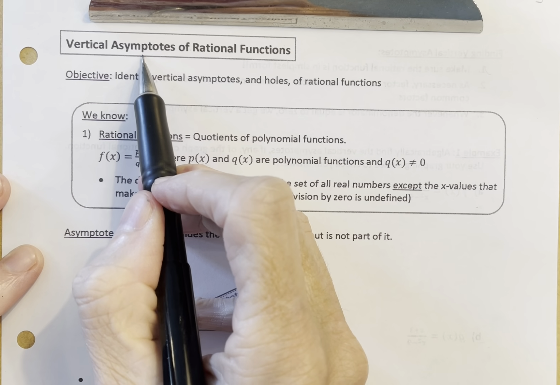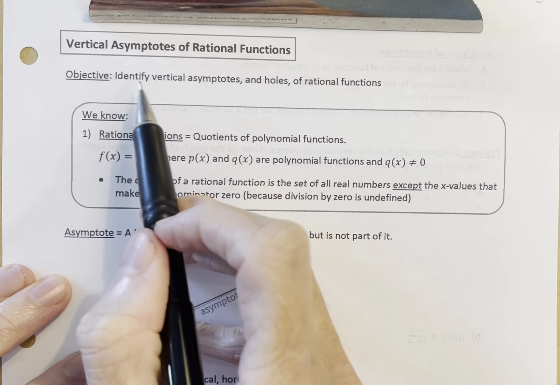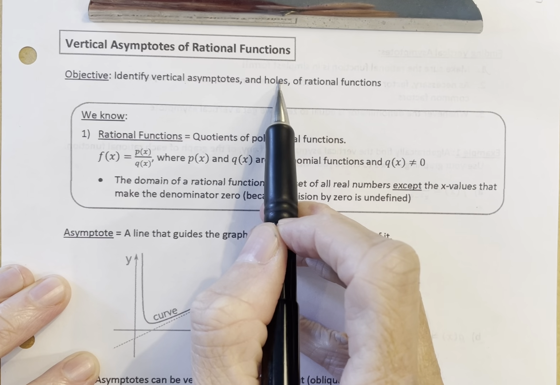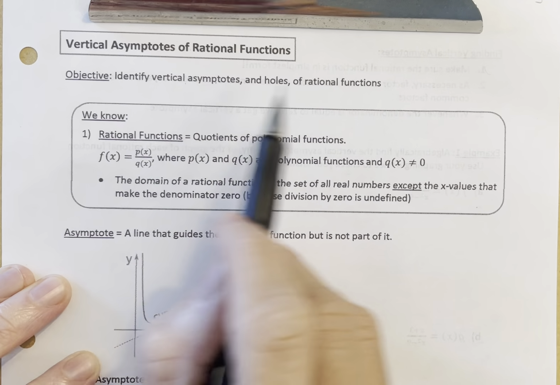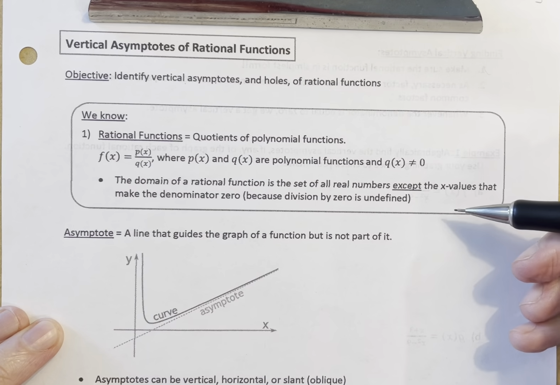Vertical asymptotes of rational functions. In this video, we want to identify vertical asymptotes and holes of rational functions. They both can take place, and we'll see how that works.